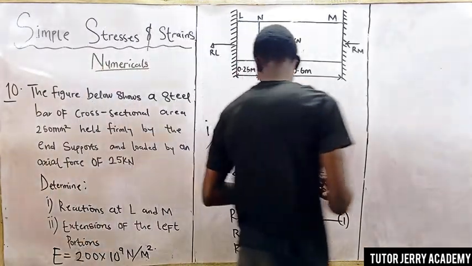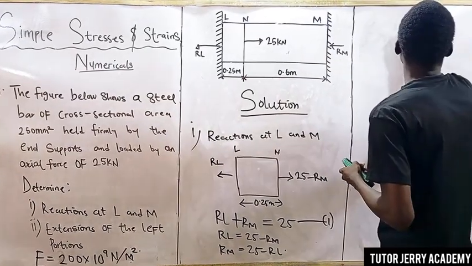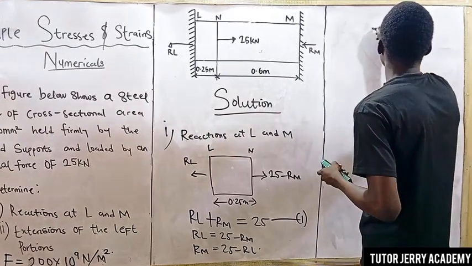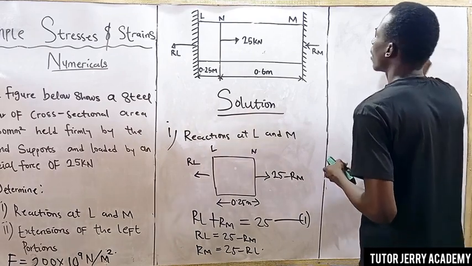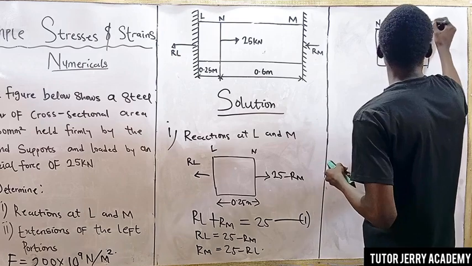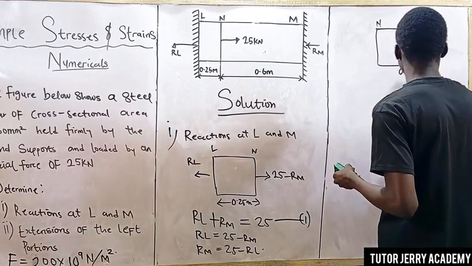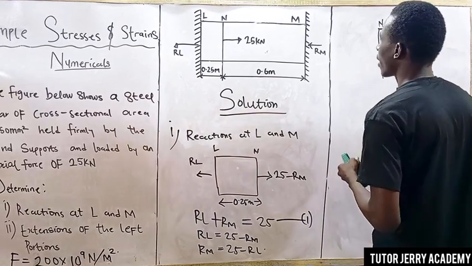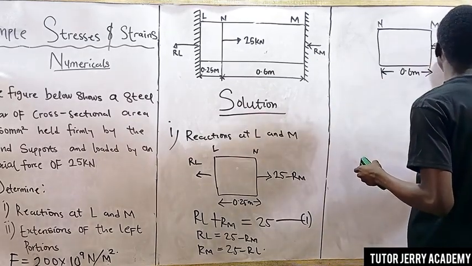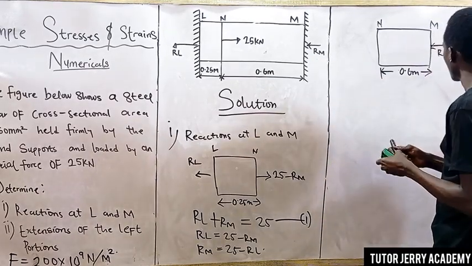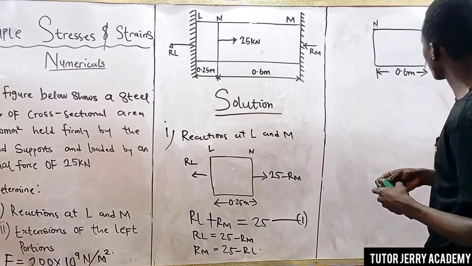So next, I'm going to be drawing the free body diagram of section NM. What I have is N, I have M, and I have our length to be 0.6 meters. Next, you can see that we have RM from the diagram, RM as a compressive force coming in from the right.